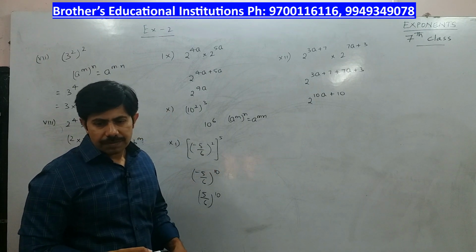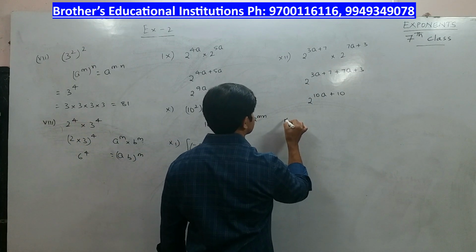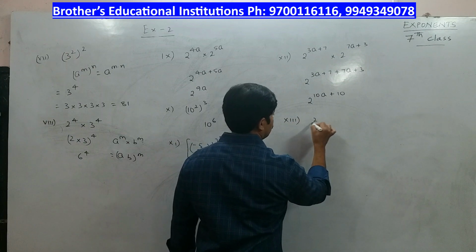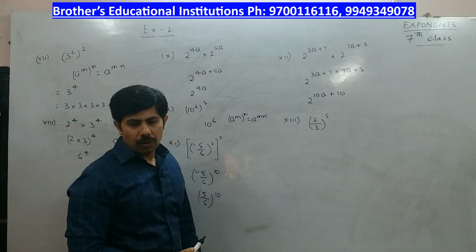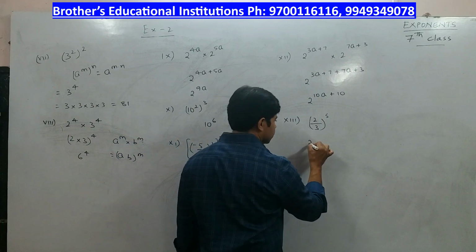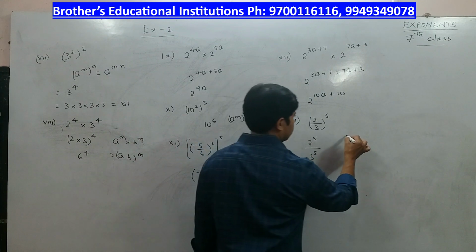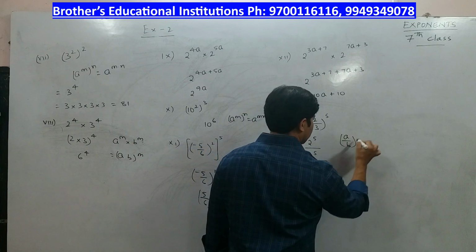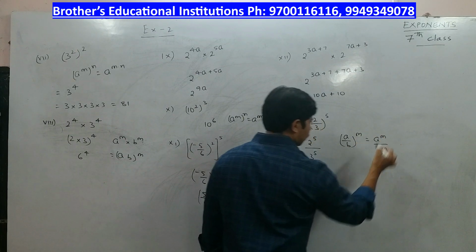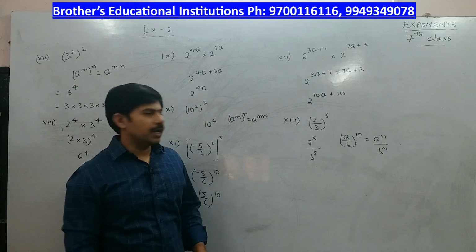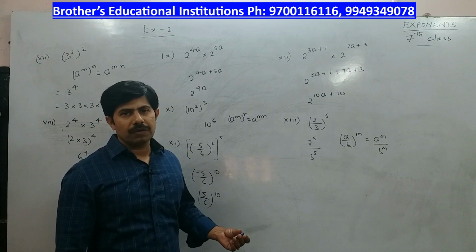The next one is 2 by 3 whole power 5. So we have 2 by 3 whole power 5. This can be written as 2 to the power of 5 by 3 to the power of 5. See, we have a law, that is a by b whole power m can be written as a to the power of m by b to the power of m. So 2 by 3 whole power 5 can be written as 2 power 5 by 3 power 5. So we will try to simplify this.